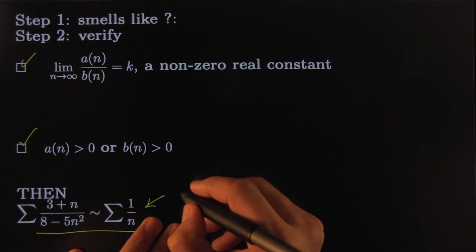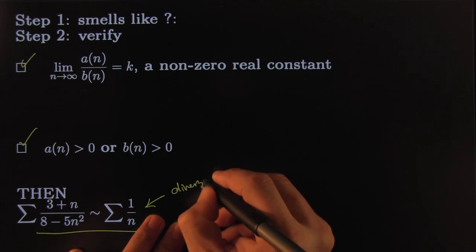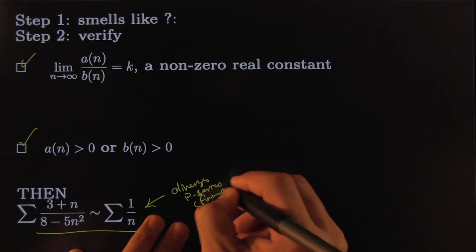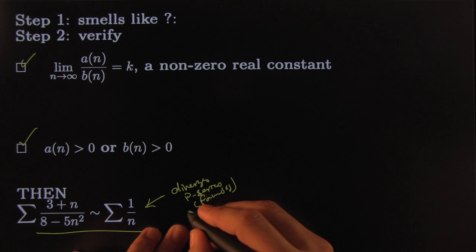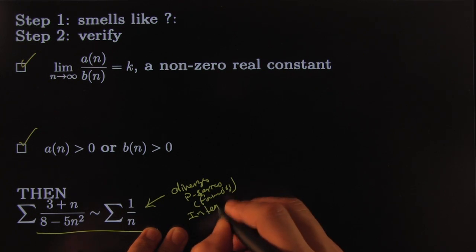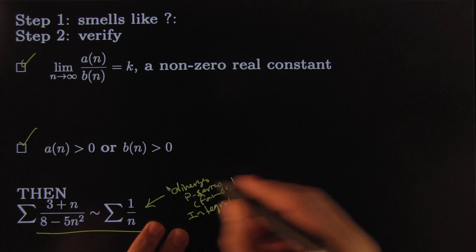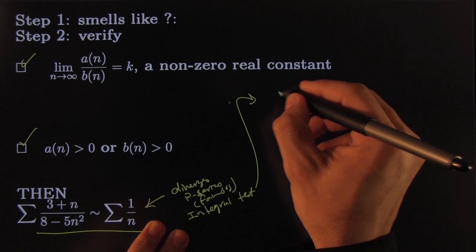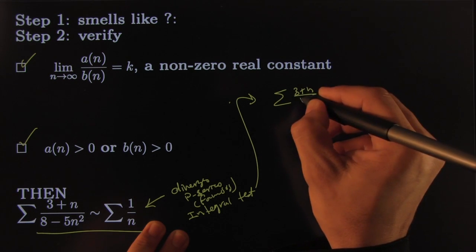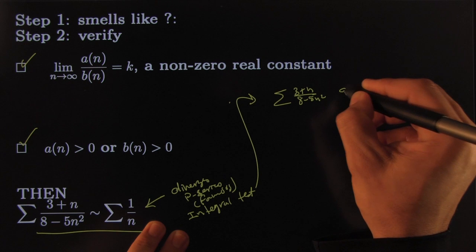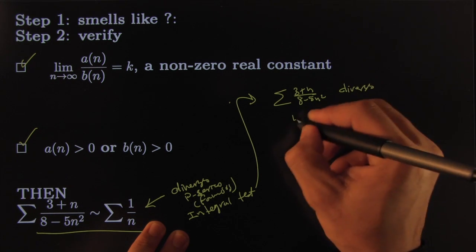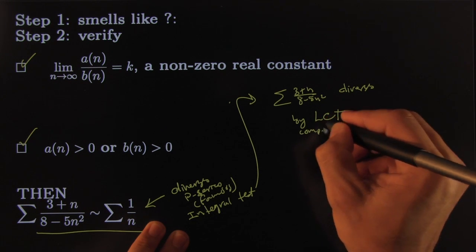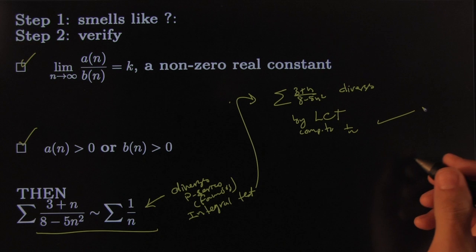Now this one, of course, diverges by the p-series test. It's famous. Or if it's not famous for you, you need to make it famous for yourself and maybe do an integral test on that. Therefore, from there you can conclude that the summation of 3 plus n all over 8 minus 5n squared diverges by the limit comparison test, comparing it to 1 over n. That's it.